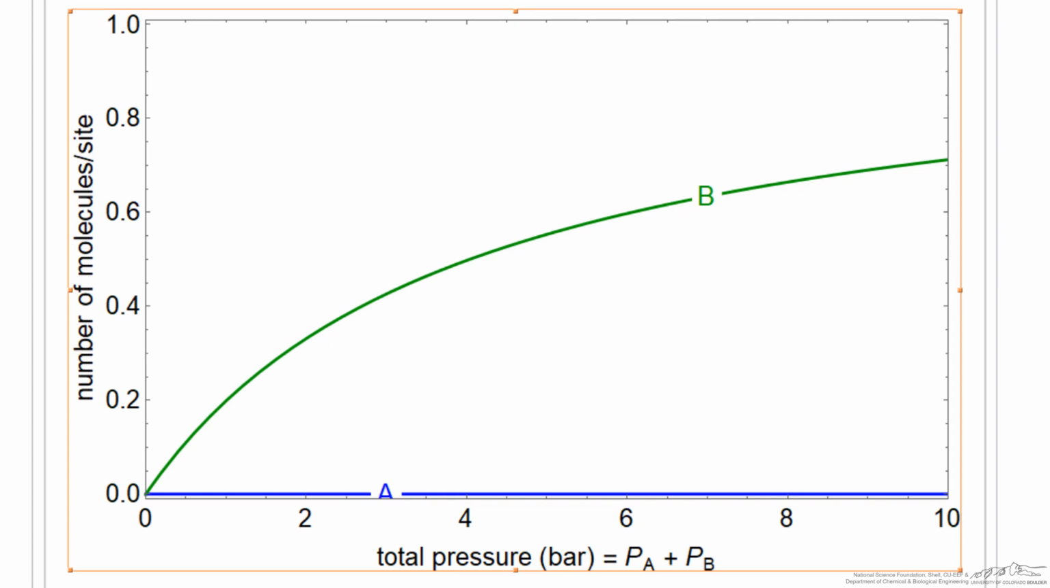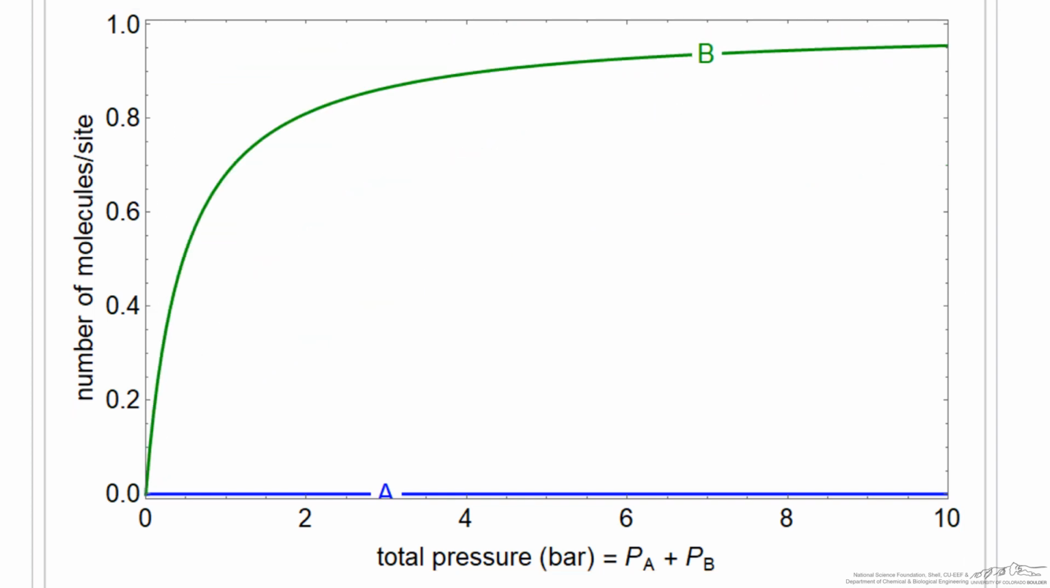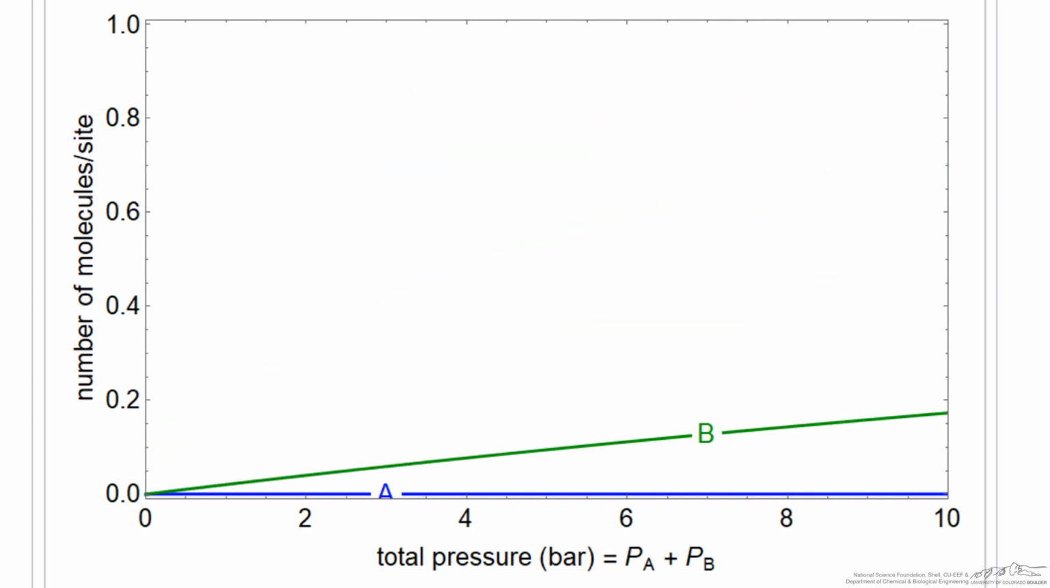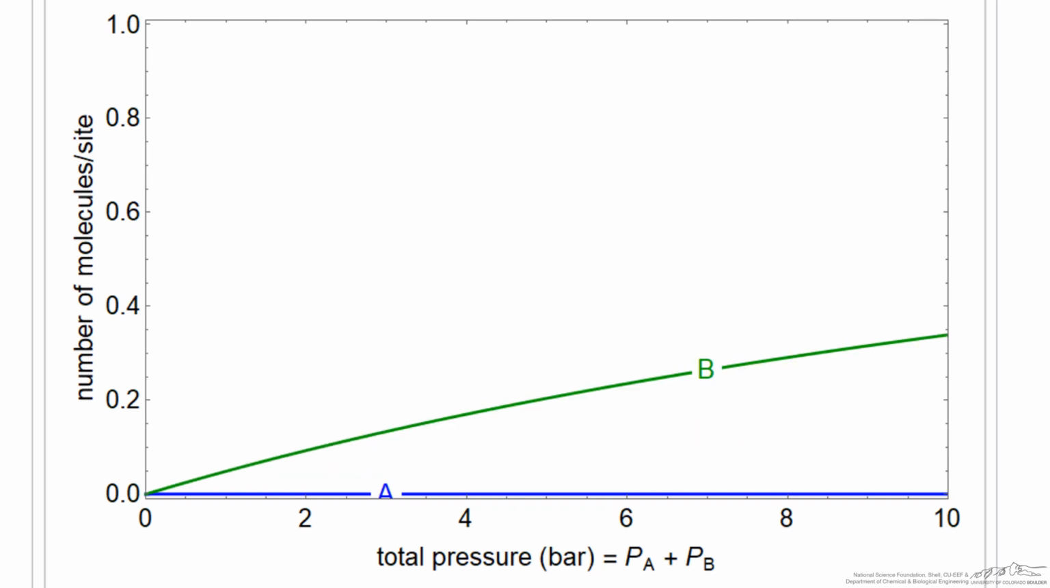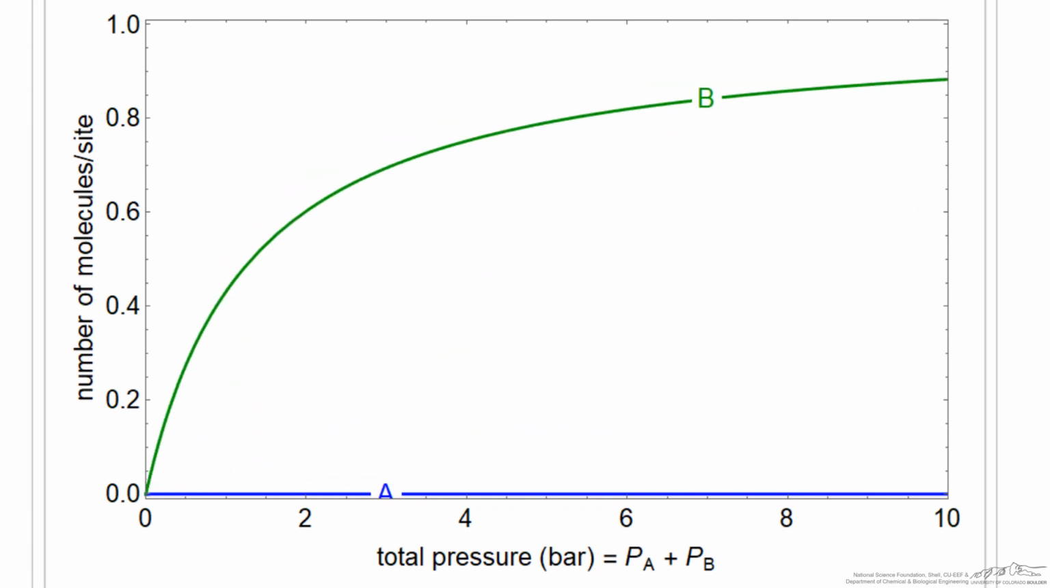And what I can do in this simulation, I can lower the temperature, and notice the isotherm now at lower temperature will approach saturation at significantly lower pressure. And I can also raise the temperature so over this pressure range it's pretty much linear. Correspondingly, instead of lowering the temperature, I could increase how strongly B is adsorbed on the surface, and that then creates an isotherm that is the same behavior as if I lowered the temperature.